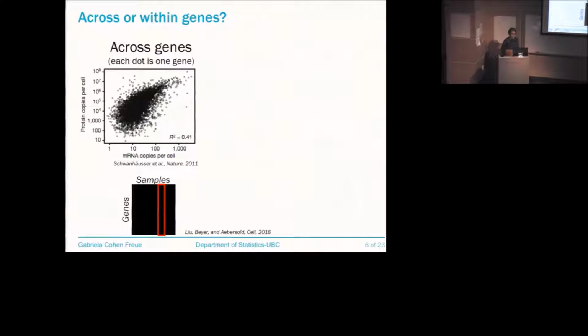So I'm putting as an example here this paper that appeared in Nature 2011 that looks at across genes correlations, and you can see a low R² here, R² being the coefficient of determination and also the square of the correlation. And in this study, we are doing things across genes, so only one sample across all genes. This sample can be a cell line, a tissue, or a patient if you want, but everything across genes, and that's why you have so many dots in that plot.